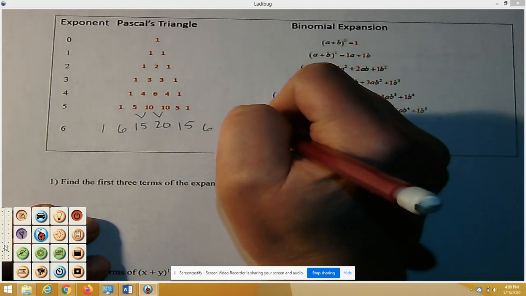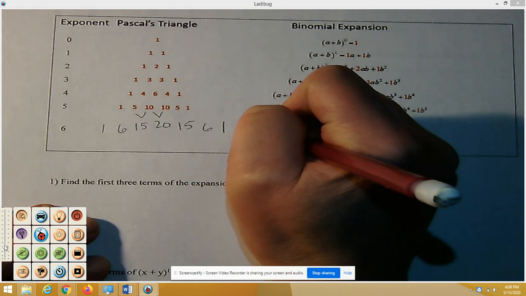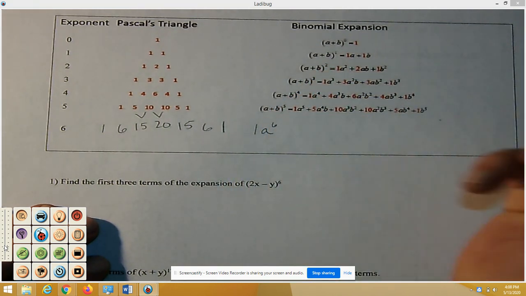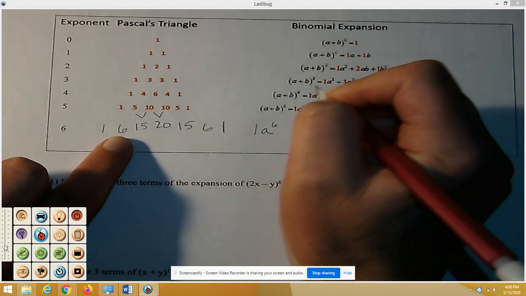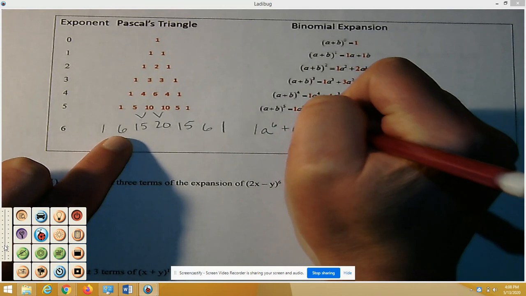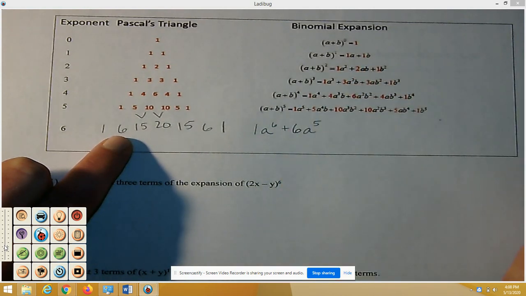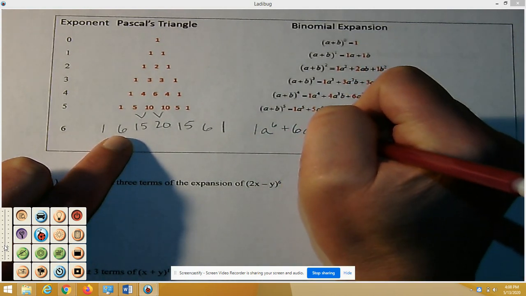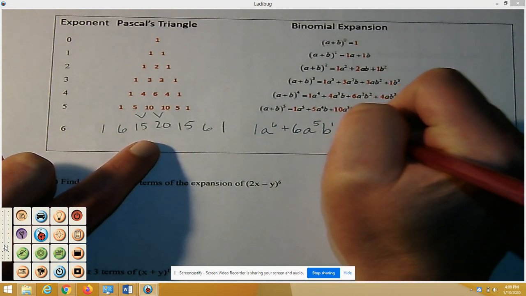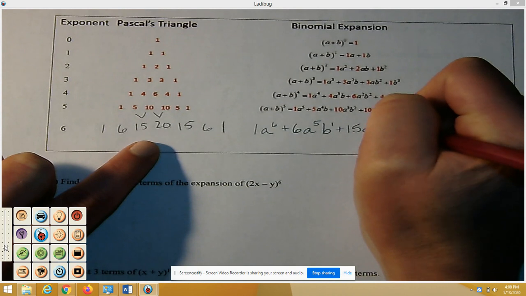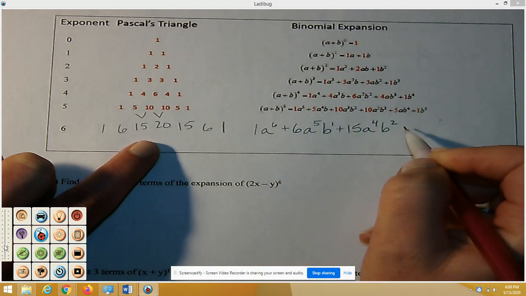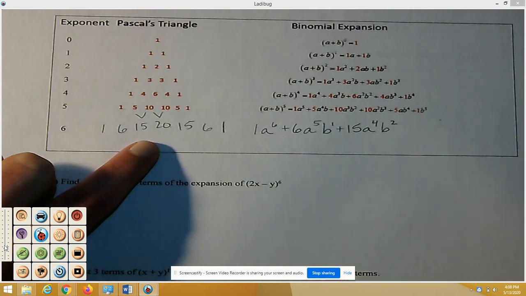So I will have A to the 6, B to the 0, but I'm not going to write that in. And then my first coefficient will be the 6, so I'm going to have plus 6. And now A is going to go down a degree, so I have 6, A to the 5th, B to the 1st, and I can put a 1 there if I want, plus 15. And now A will be to the 4th, B will be squared, because the B exponent will be going up by 1, the A exponent will be going down by 1.